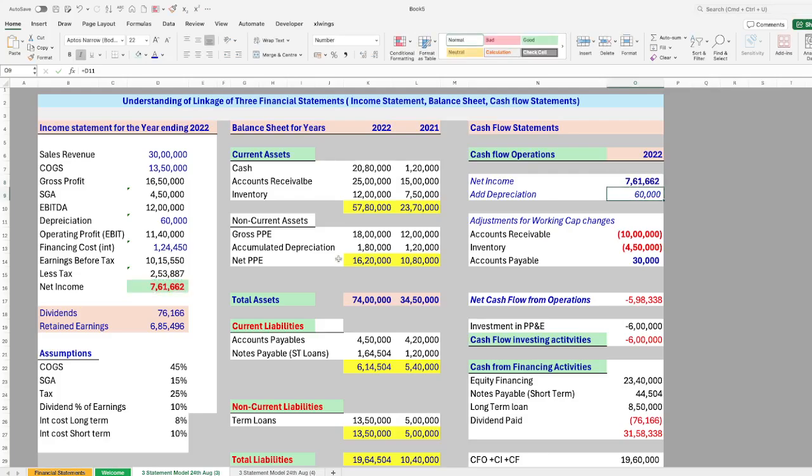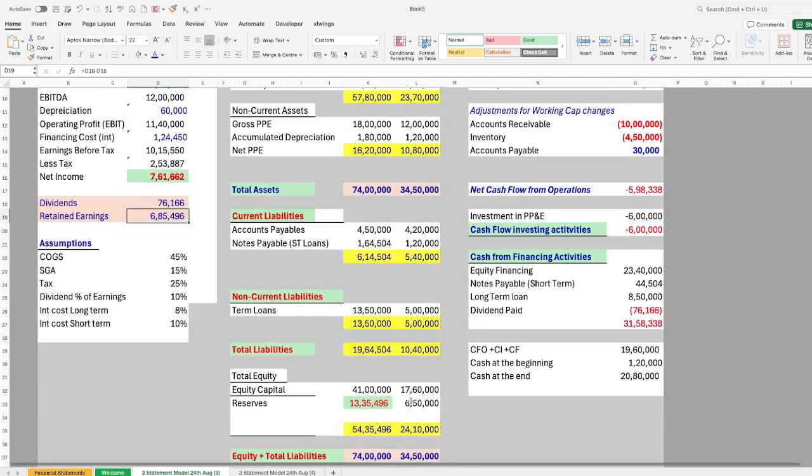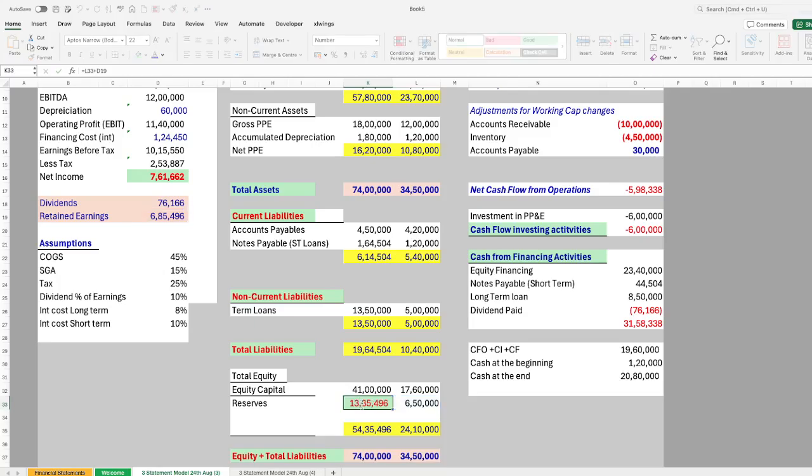Similarly, the second item, the depreciation, is also added. Either it can be linked from your income statement or it can be the difference between the accumulated depreciation from the balance sheet. Once you have this, you have the 10% dividend from the net income, and that will go as a deduction into cash flow from financing. Then we have the retained earnings that will be added to your reserves: last year's reserves plus this year's reserves will be added here.